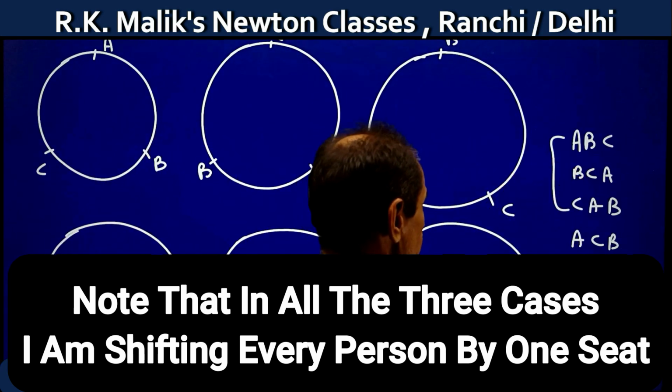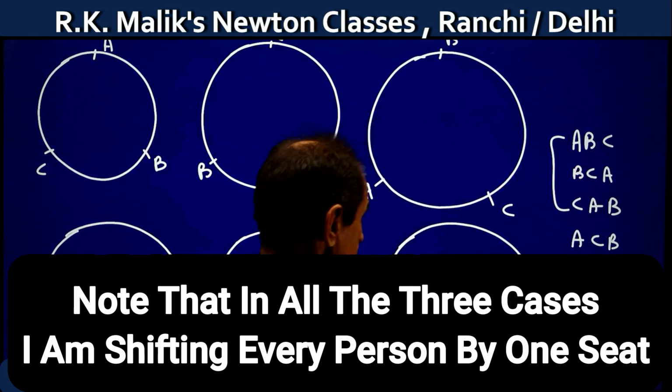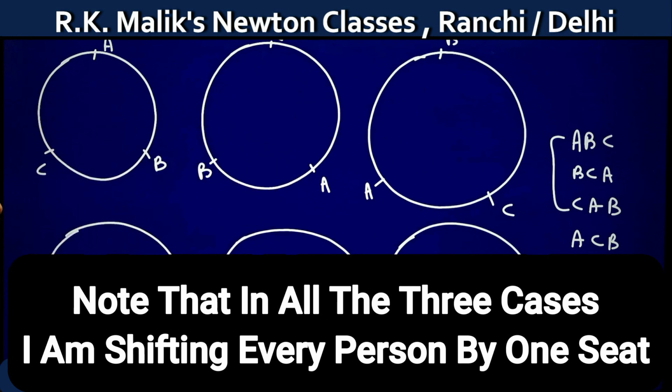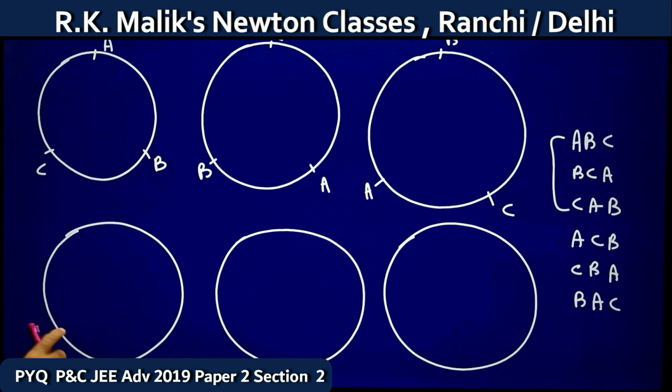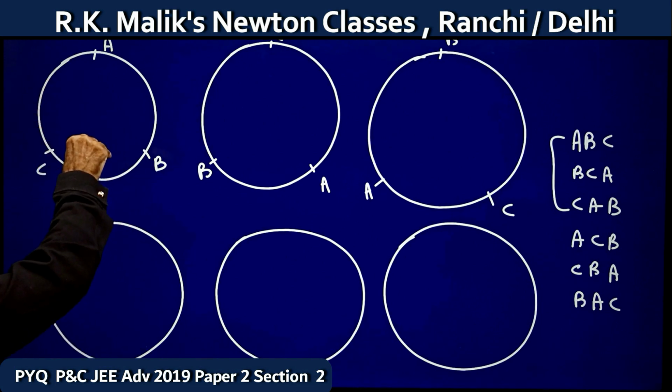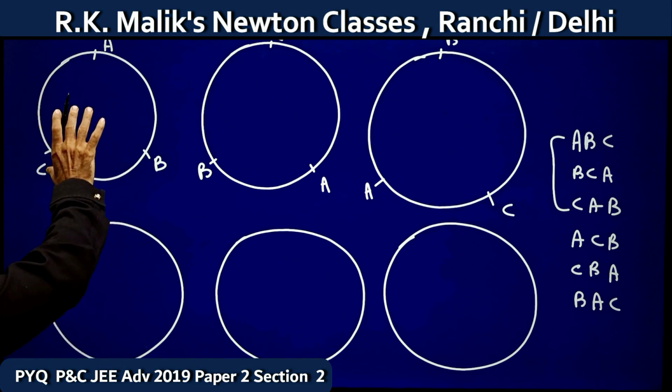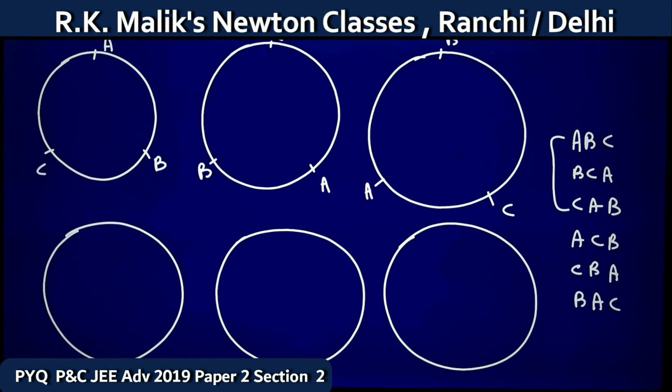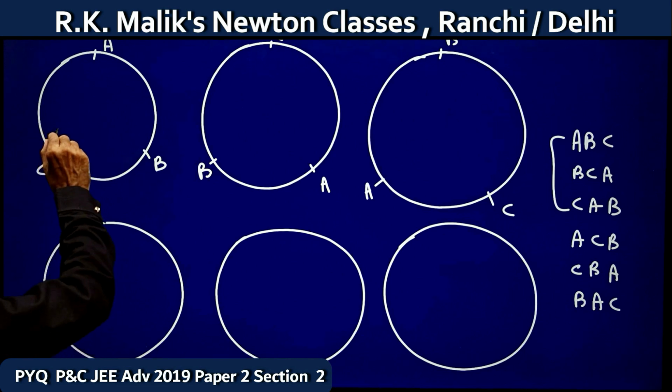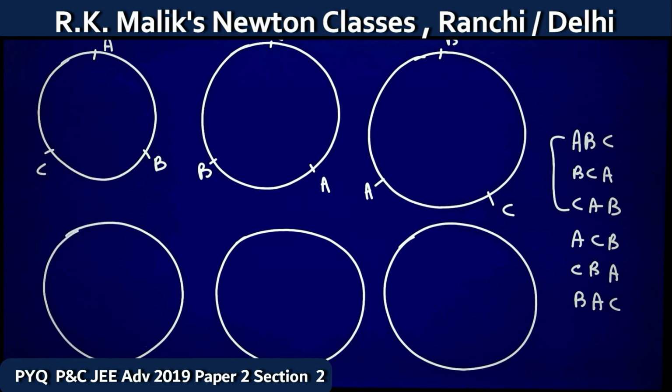These 3 arrangements were different when they were sitting in a line. But when they are sitting around a circle, this arrangement and this arrangement are not different. They are the same arrangement. The reason being, when I am saying that the 3 persons are sitting around a table, it means they are sitting in space. Nothing else is visible to me. Only the table and the persons are visible to me.